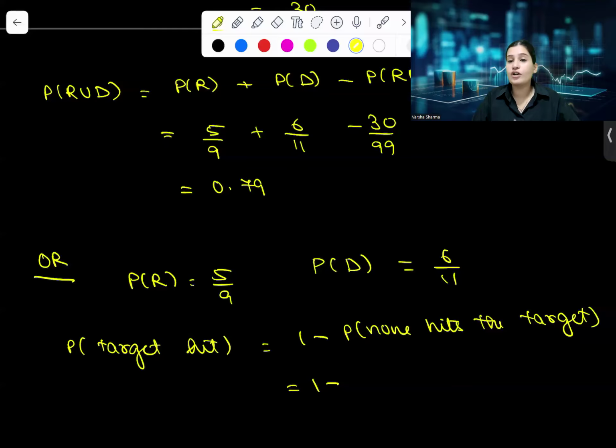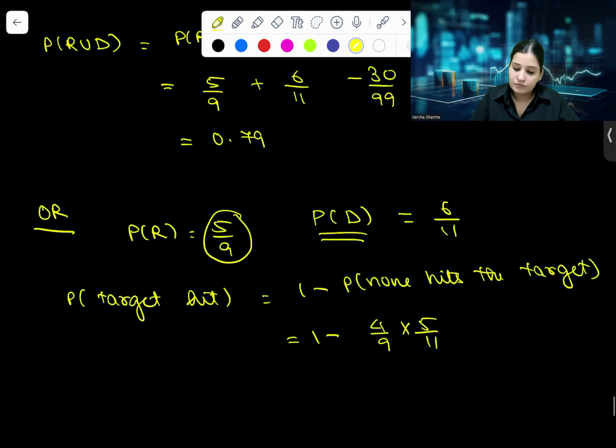That means Rupesh does not hit the target. So if hitting the target is 5 by 9, not hitting the target is 4 by 9. David hitting the target is 6 by 11, not hitting the target is 5 by 11. And I want both of them to not hit, so multiply. Rupesh should not hit and David should not hit. We could have done this also: 1 minus 20 by 99. Same answer, 0.79. Yes, no?